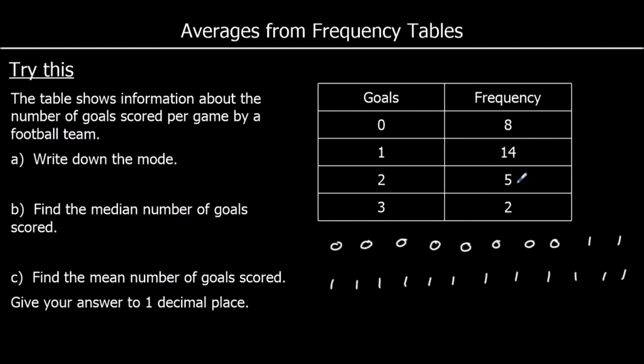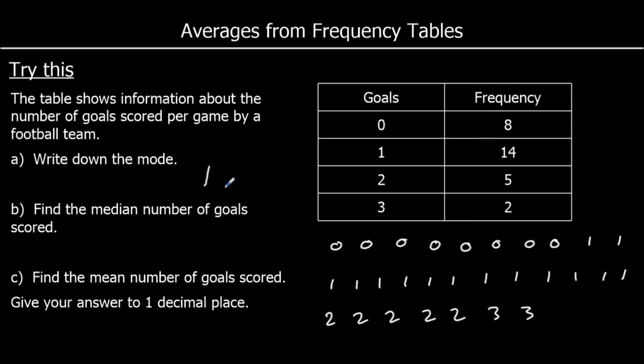2 goals have been scored 5 times, so 5 twos, and 3 goals 2 times, so 2 threes. So if the numbers were displayed as a list, we'll have this. So what is the mode? What's the most common number of goals scored? That is 1. There are 14 ones.